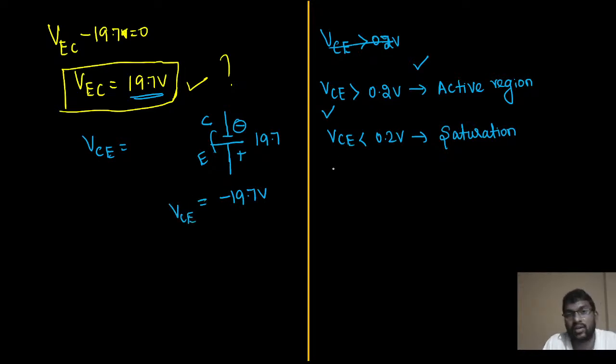So what is the conclusion? Collector to emitter voltage is equal to minus 19.7 voltage sir. Of course it is less than 0.2. Then what is the region of operation? Sir, the correct answer is saturation region.